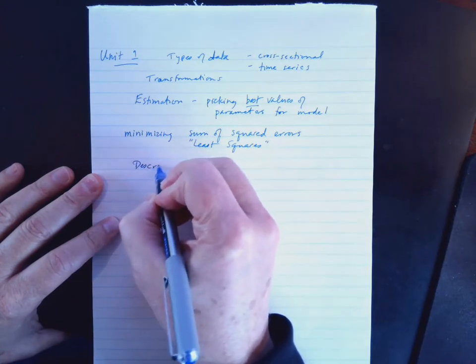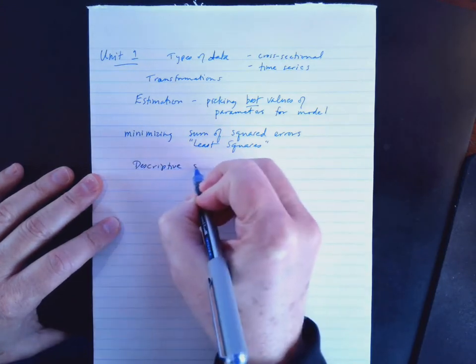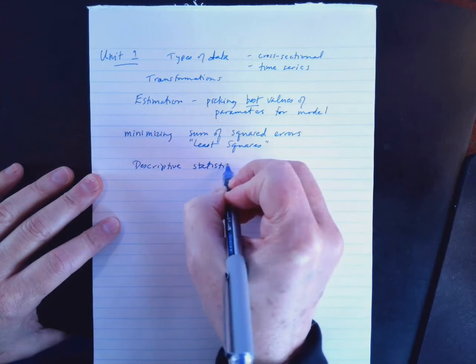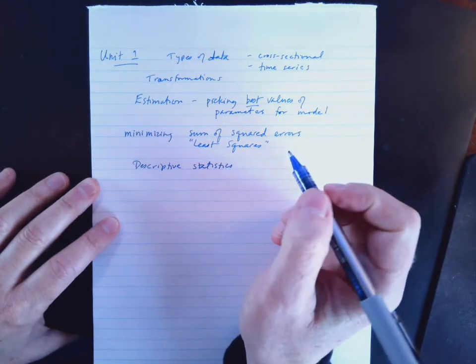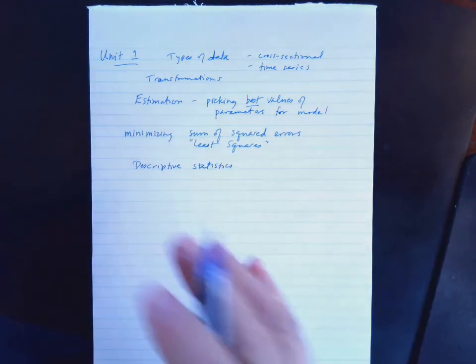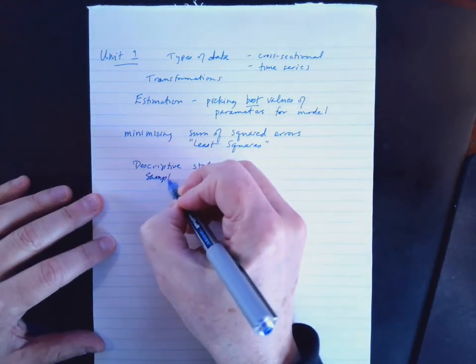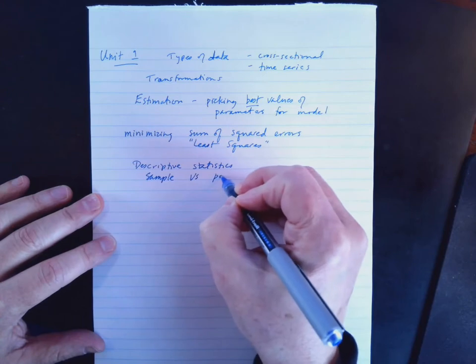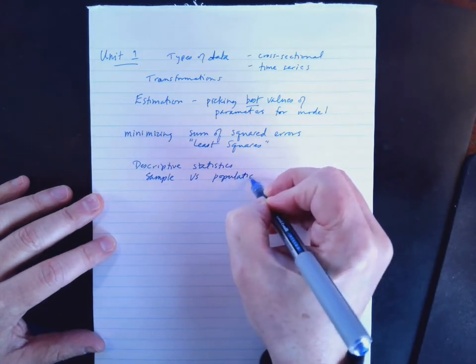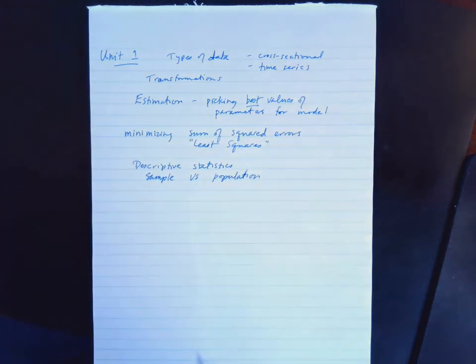And we talked about some descriptive statistics. Things like the mean squared error, variance, standard deviation, the concept of a sample versus population. So we only ever work with a sample. We use the statistics on the sample in order to estimate the parameters of the population.